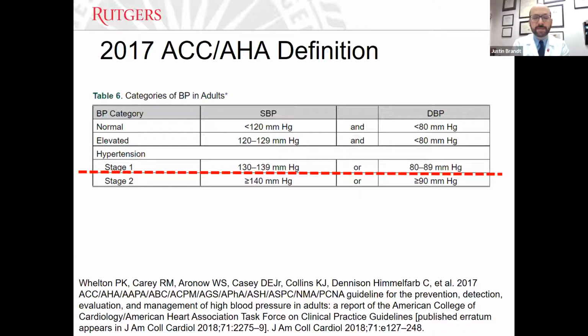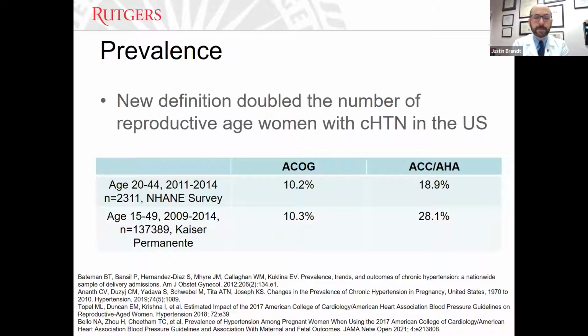One of the consequences of this change in the hypertension definition is that more people in the United States have hypertension. It's estimated that this change increased the prevalence by nearly 5 million adults in the United States. This new definition also doubled the number of reproductive age women and other pregnant people in the United States with chronic hypertension. Here are two studies that looked at the impact of the new definition of hypertension.